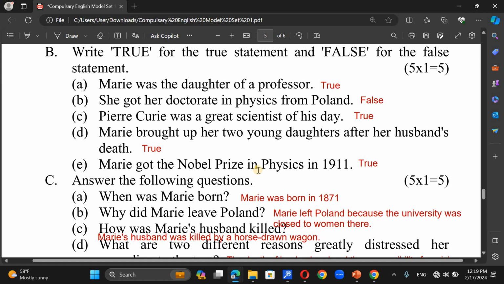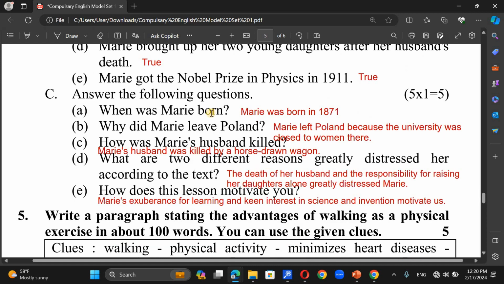Now, questions. When was Mary born? Mary was born in 1871. Why did Mary leave Poland? Mary left Poland because the university was closed to women there.